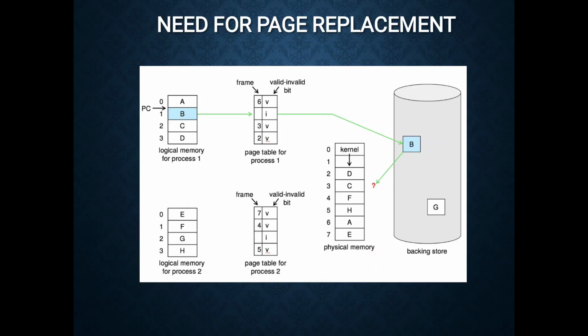The need for page replacement is this: process one refers to page B, which is not in physical memory but in the backing storage. A free frame is also not available in physical memory, so how can it get the data B? At that time we need to perform page replacement.